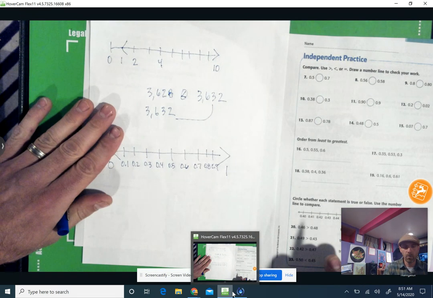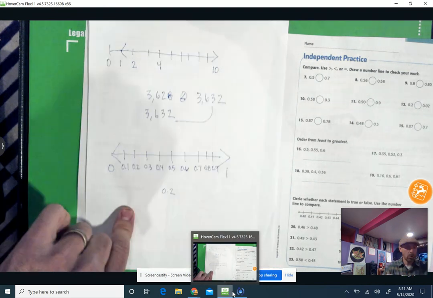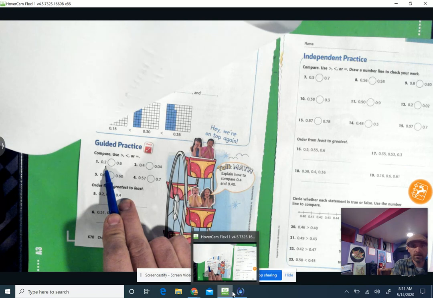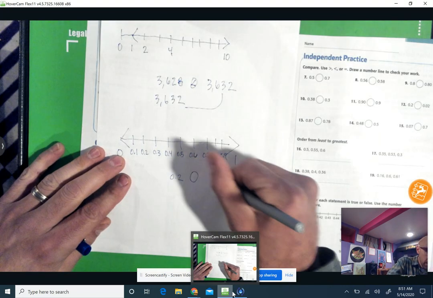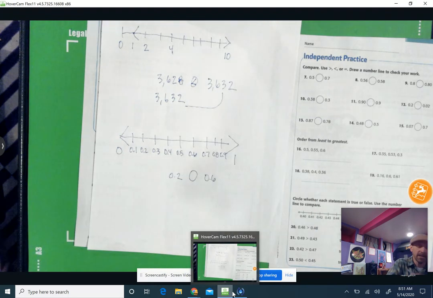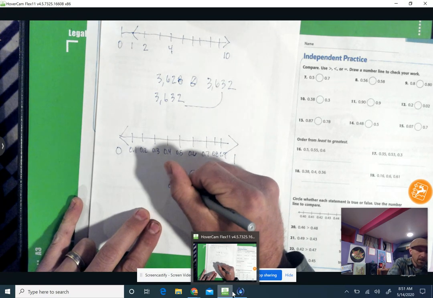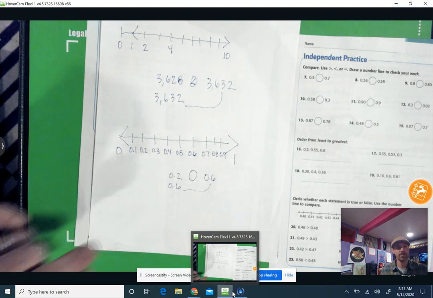Okay? Another way for us to look at that is stacking the numbers, or writing the sentence down, 0.2 or 2/10, and then you have 0.6 or 6/10. So we want to stack these two numbers on top of each other, and we want to find the place value position that we can use to compare these numbers.